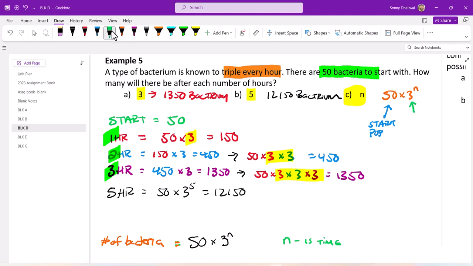3 is how fast it reproduces. Yeah. And they all follow this format.